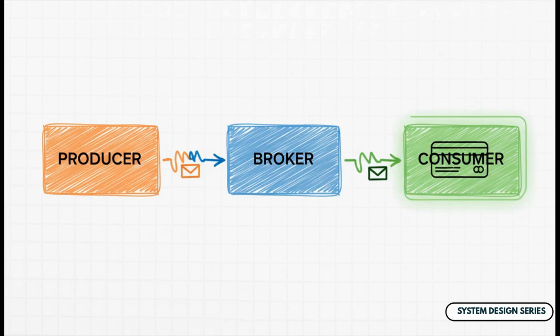And finally, of course, we have the consumer. This is the worker bee. It's the component that connects to the broker, grabs a message from the queue, and then actually does the work. So in our scenario, the payment service is the consumer.